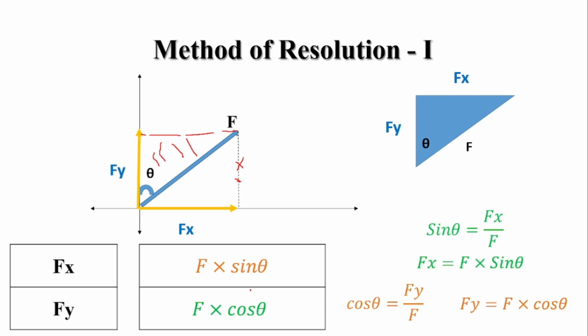If you observe carefully, in the previous case we had cos theta, which is now replaced by sin theta, and there we had sin theta, which is now replaced by cos theta. That is the only difference. The signs are the same because this is towards the right and this is towards the upward direction.